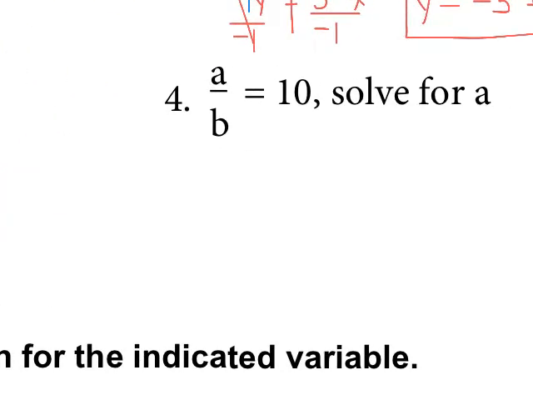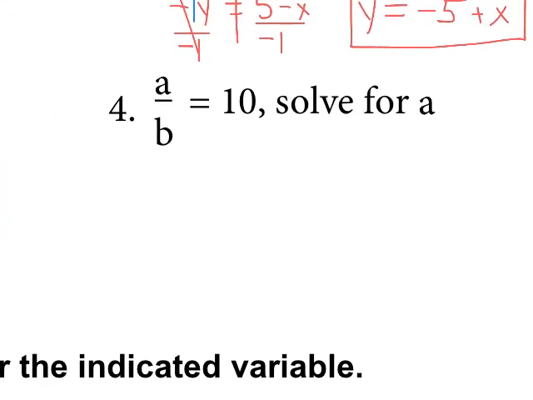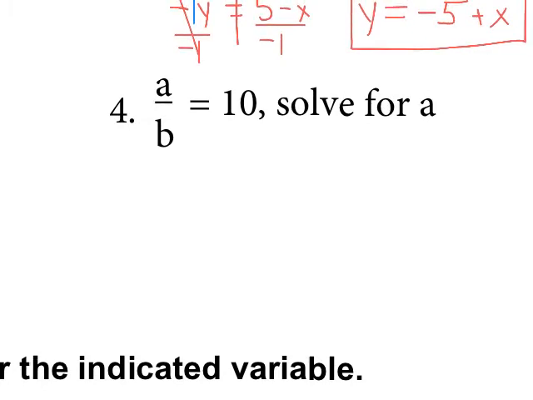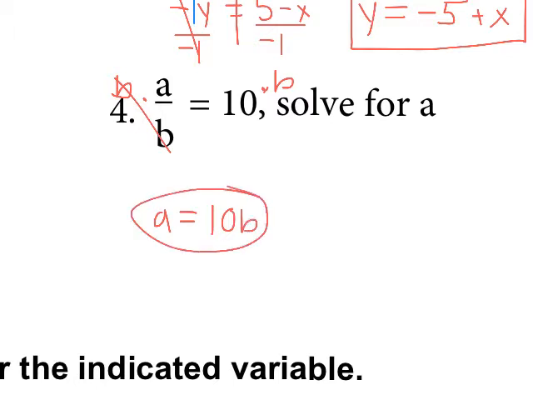Okay, let's look at number 4. I have a over b, that's division, right? So I want to get a all by itself. So I am simply going to multiply by b on both sides. Okay, that cancels my b's. I'm left with a equals 10b.